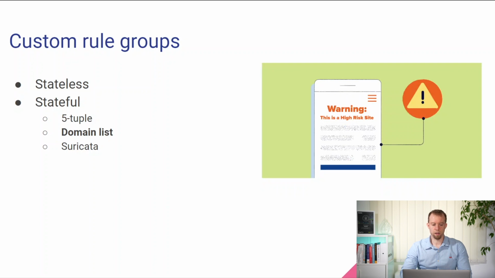We can define domain list rule groups. Domain list rules block HTTP or HTTPS traffic to domains identified as low reputation or that are known to be associated with malware or botnets, for example. Or if you want to have a list of domains that we don't want to enable access from our services, then we can define them here.